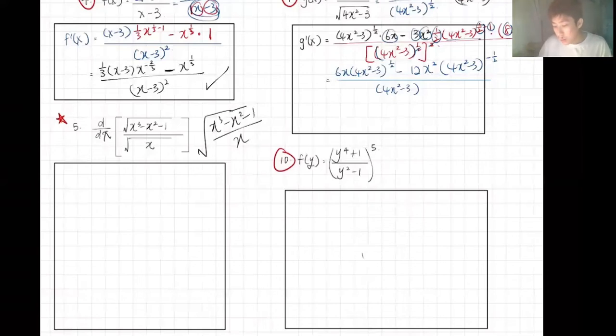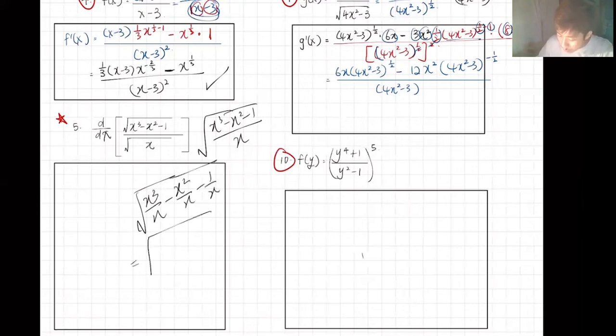Okay, you can change it like this. Then what you do now is when you see multiple terms on top and one term on the bottom, you can actually separate them. How do I separate them? I will get x cubed over x minus x squared over x minus 1 over x. I separate them, which will give me x cubed minus x to the power of 1. So I minus the power, gives me x squared left. This one is power 2, this one power 1, same base, I minus the power, gives me x.